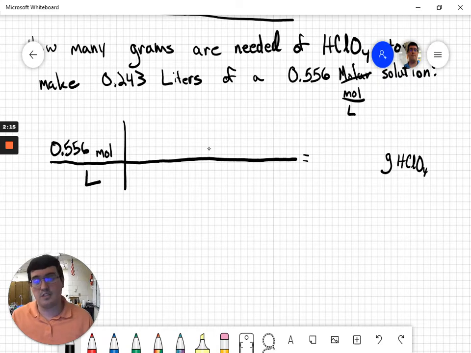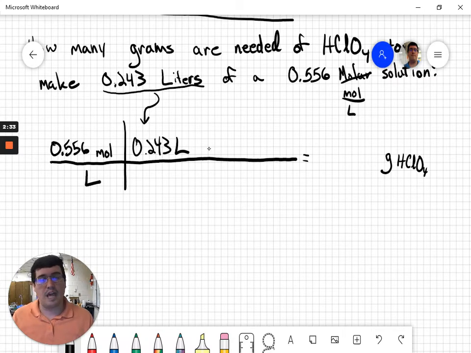We need to go from moles to liters to just grams. So the first thing I'm going to do is get rid of liters, right? I don't need liters in my answer. How do you get rid of liters? Well, by multiplying by liters. Where am I going to multiply by liters? Well, right there. This is how many liters of solution we got, 0.243 liters. So now that will cancel out liters, gone, gone, and we are left with moles. Still not our answer.